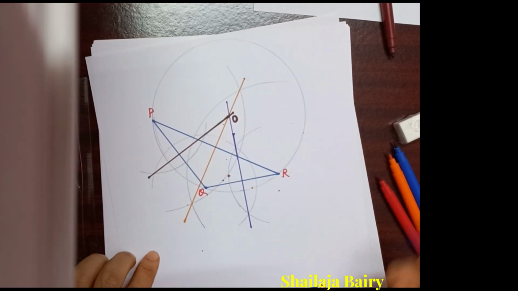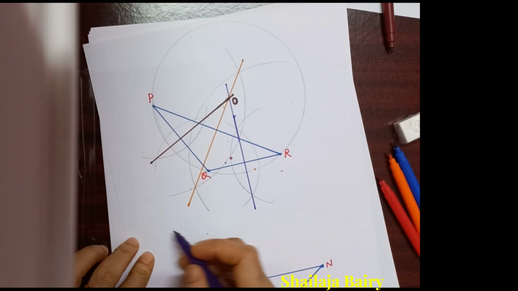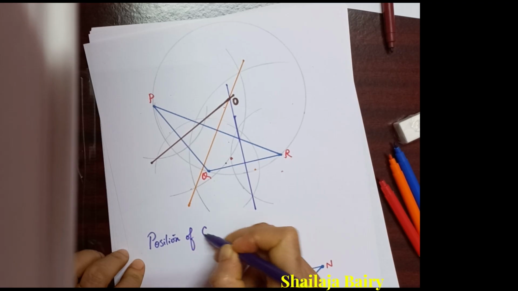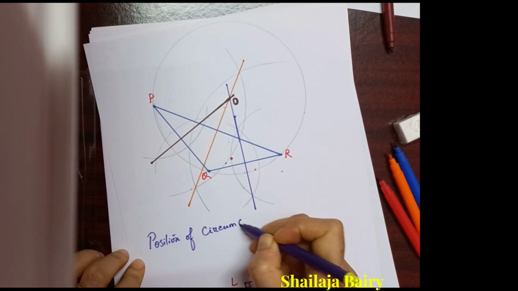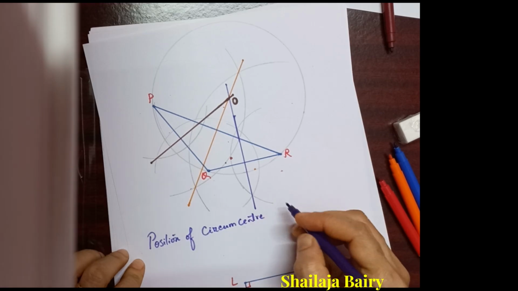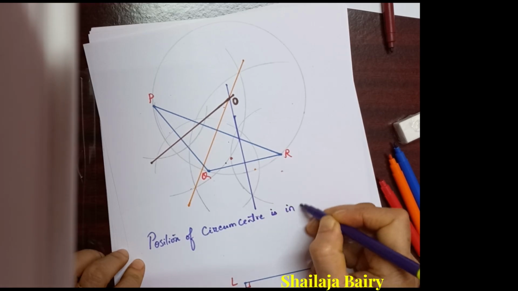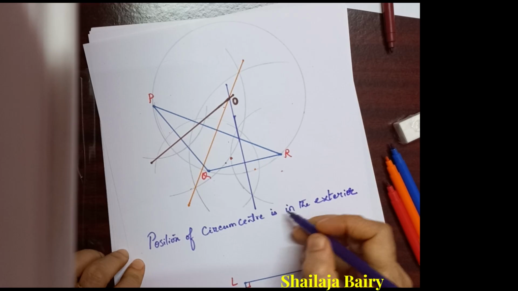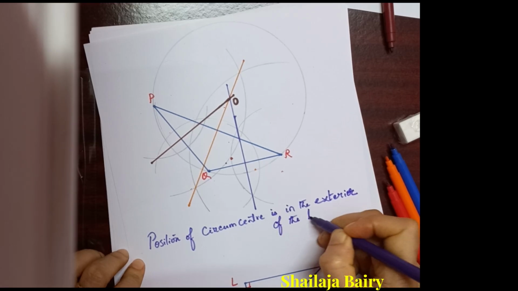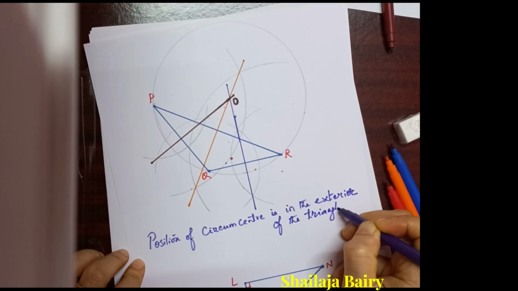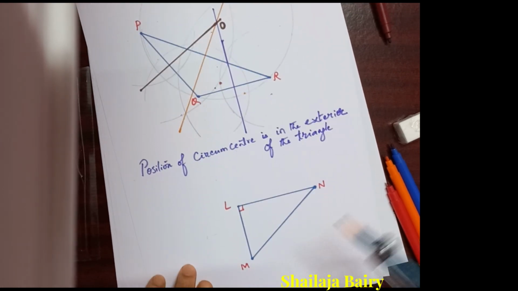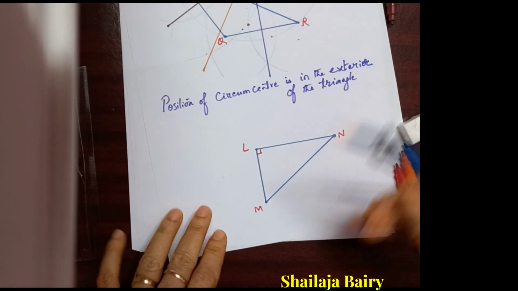So the position of the circumcenter is in the exterior of the triangle. Now, let us check how this will be for a right angled triangle.